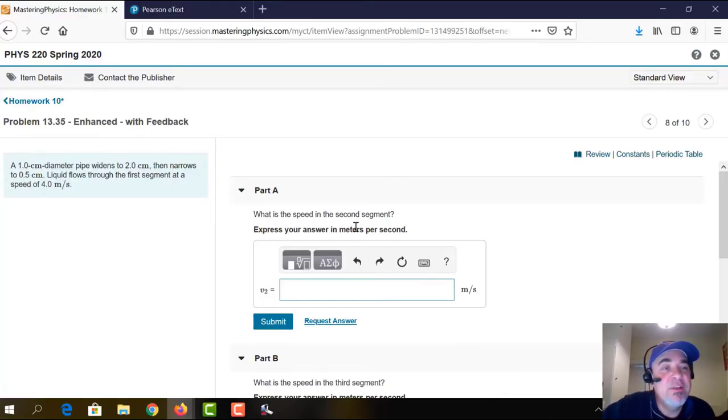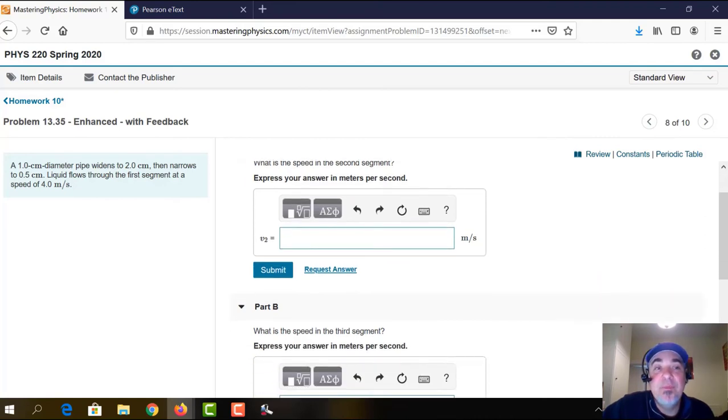Okay, so in this one we have a 1 centimeter diameter pipe, widens to 2 centimeters, then narrows to a 1/2 centimeter. Liquid flows through the first part at 4 meters per second. What is the speed in the second part? What is the speed in the third part? Okay, so the thing to think about this is something called the continuity condition, continuity equation. The volume that's coming out of the pipe cannot change. Whether it gets thinner or thicker, it's the same volume that's coming out.